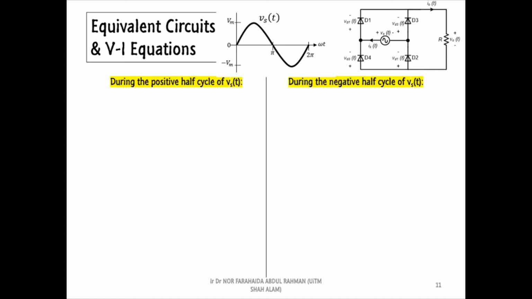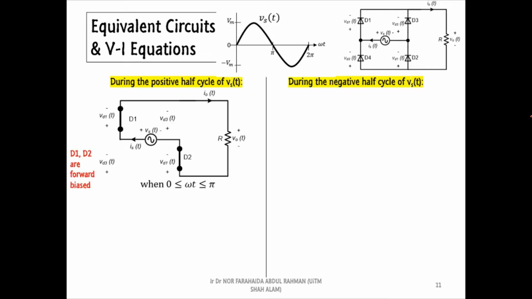Based on the operating condition of diodes, a single-phase uncontrolled full-wave rectifier with a resistive load also has two equivalent circuits. First, when diodes D1 and D2 are in forward bias. Hence, automatically, the voltage value of both diodes is 0.